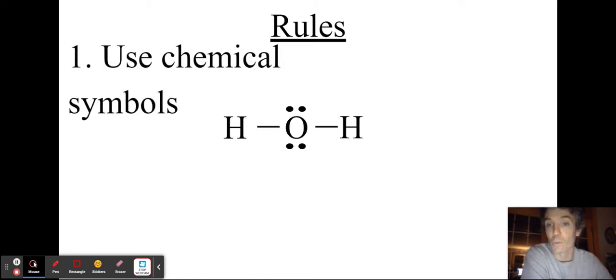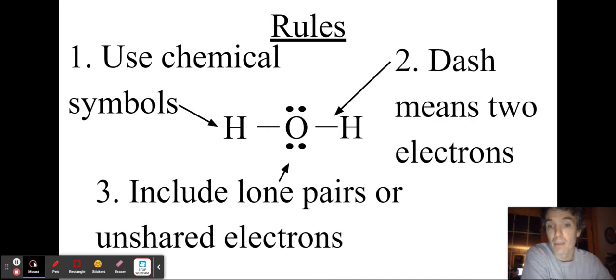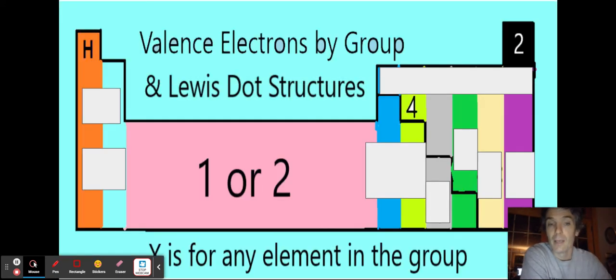There are three basic rules, right? You've got to use the symbol from the periodic table. The dash is 2 electrons, and these things are called lone pairs, and they're unshared. You're going to need to know your valence electrons and how to draw the number of valence electrons you have for any given element, and how to draw the Lewis dot structures for any given element.